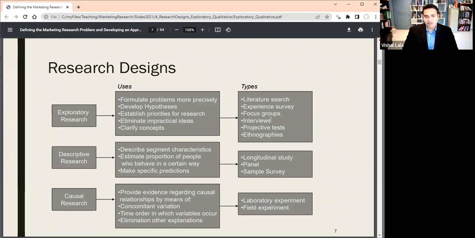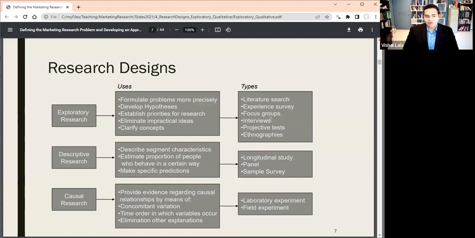Typically, every 6 months, a panelist is asked to fill out a long survey, and this panel, by its very nature, one expects the panel to remain fairly consistent over time. Of course, there's going to be some attrition, but in an ideal world, the panel would have the same sample over a reasonable period of time. A sample survey is when a person typically does a cross-sectional study, asking people a set of questions about an issue of interest. Bottom line, with descriptive research, one utilizes a survey.